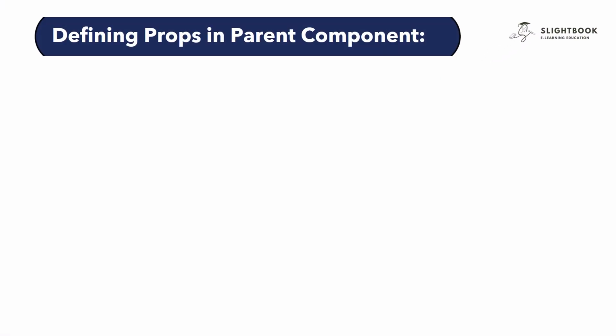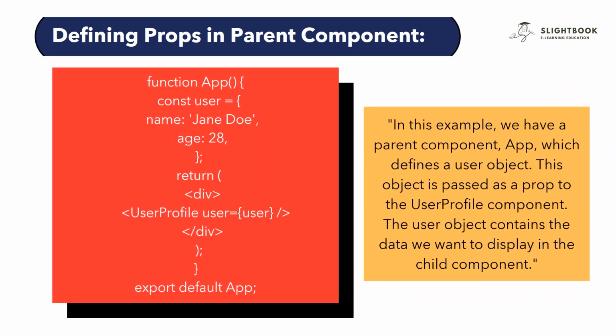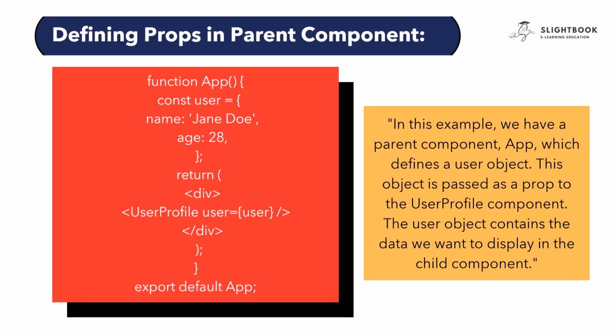Defining props in parent component. In this example, we have a parent component App which defines a user object. This object is passed as a prop to the UserProfile component. The user object contains the data we want to display in the child component.